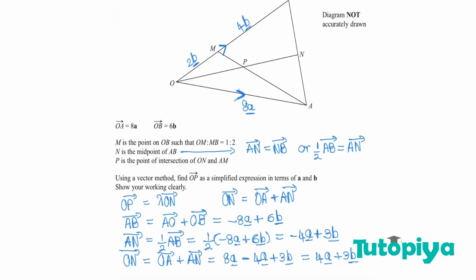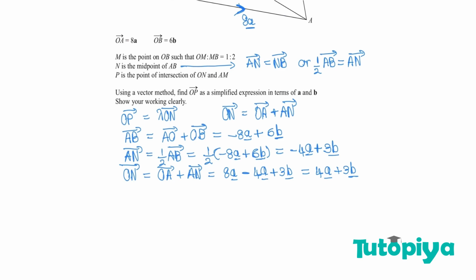Again, we are not done yet. We have to continue on further. So the next thing we are going to do is work out what is OP. So OP will therefore be a lambda or some multiple of 4A plus 3B, right? And I can expand this and write 4 lambda A plus 3 lambda B. And we will leave it there because there is no way we can progress from this point.